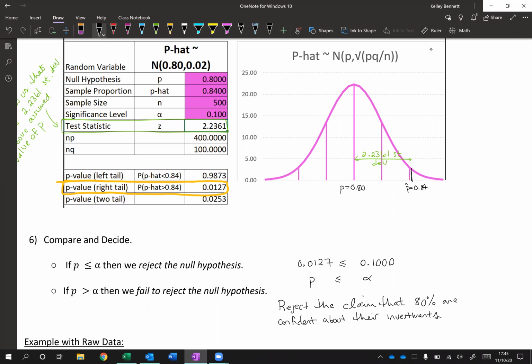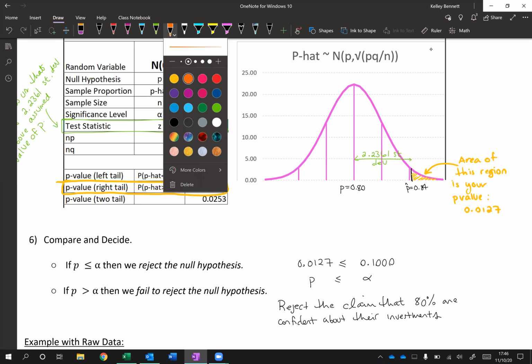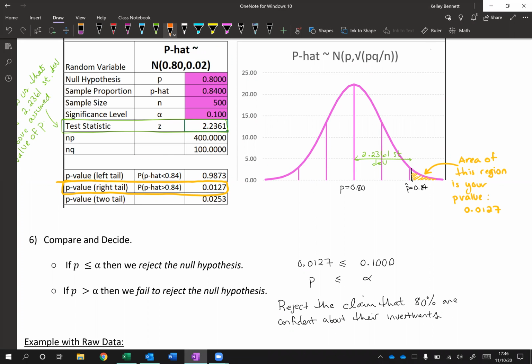If you wanted to look at it from an area perspective, you're really just looking at what is the area of this? Well, the area of this is your p-value, and it's equal to 0.0127. Your rejection region has a bigger area. It has an area of 0.1.